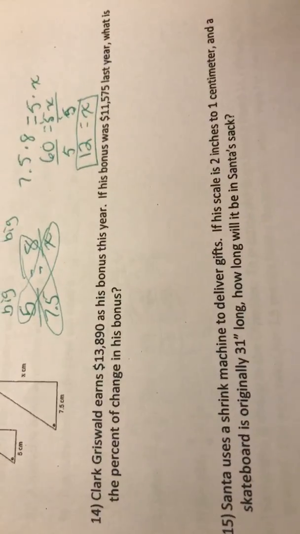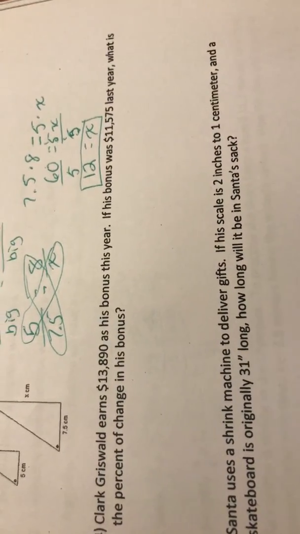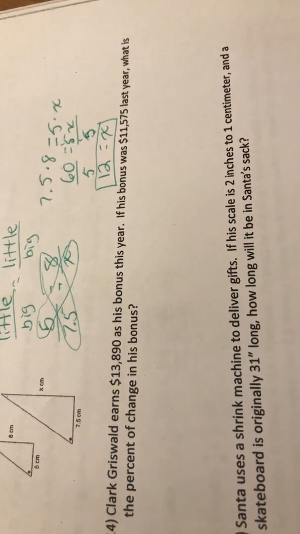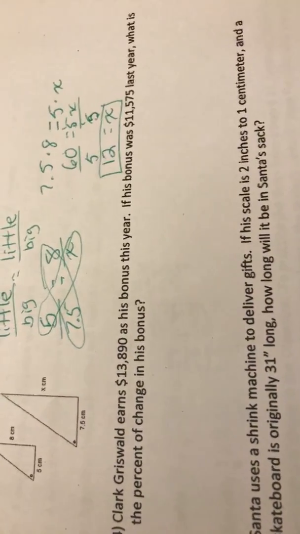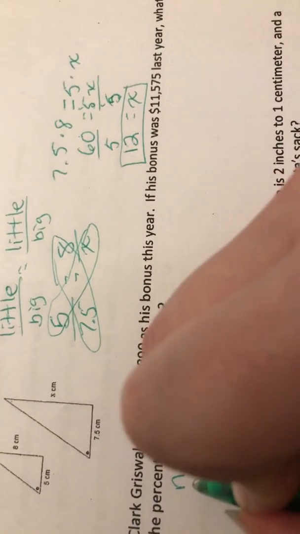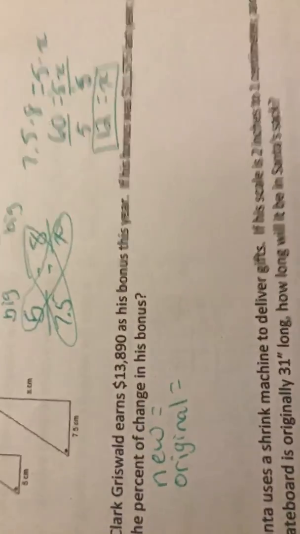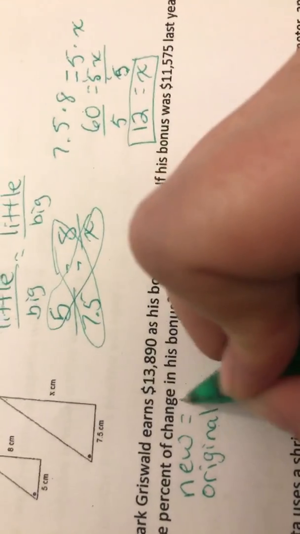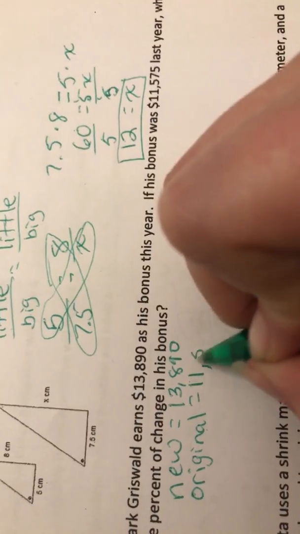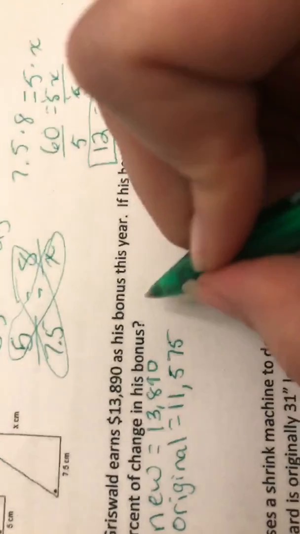And number 14, Clark Griswold earns $13,890 as his bonus this year. If his bonus was $11,575 last year, what is the percent of change in his bonus? So we have a new amount, we have an original amount, and we are looking for the percent of change. Our new amount is $13,890. Our original was $11,575.